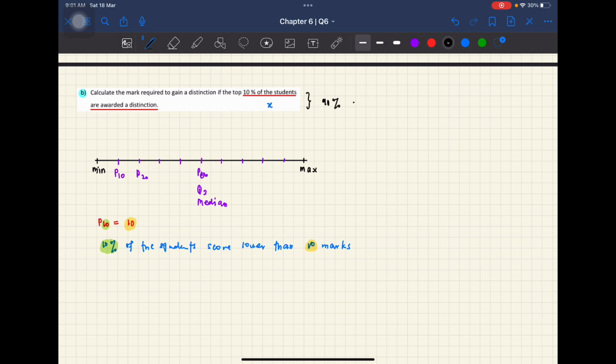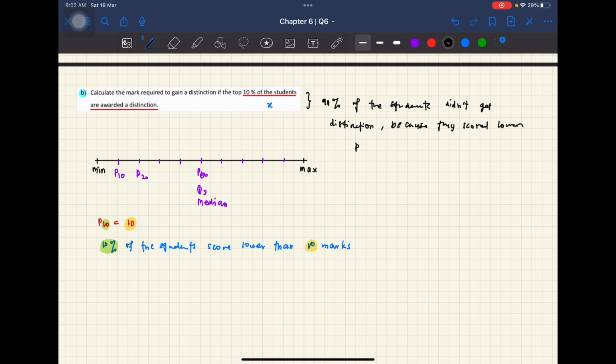90% of the students did not get distinction. Sebab apa? Sebab dia orang score lower. Because they scored lower. Saya minta maaf di atas tulisan doktor saya, because they scored lower. Okay, dah faham ke? Okay, so sebenarnya kita nak cari apa dekat sini?